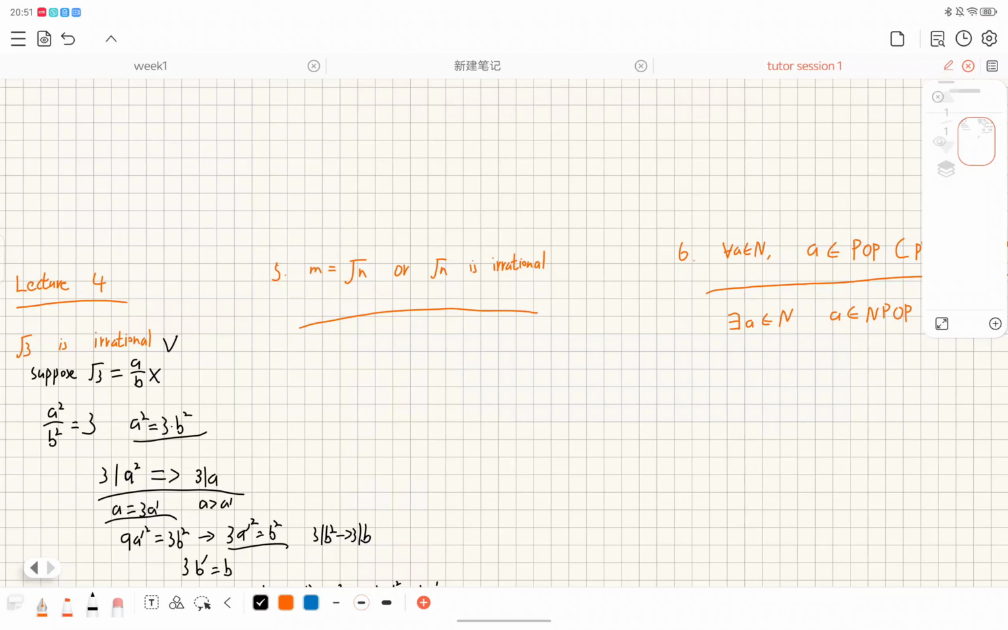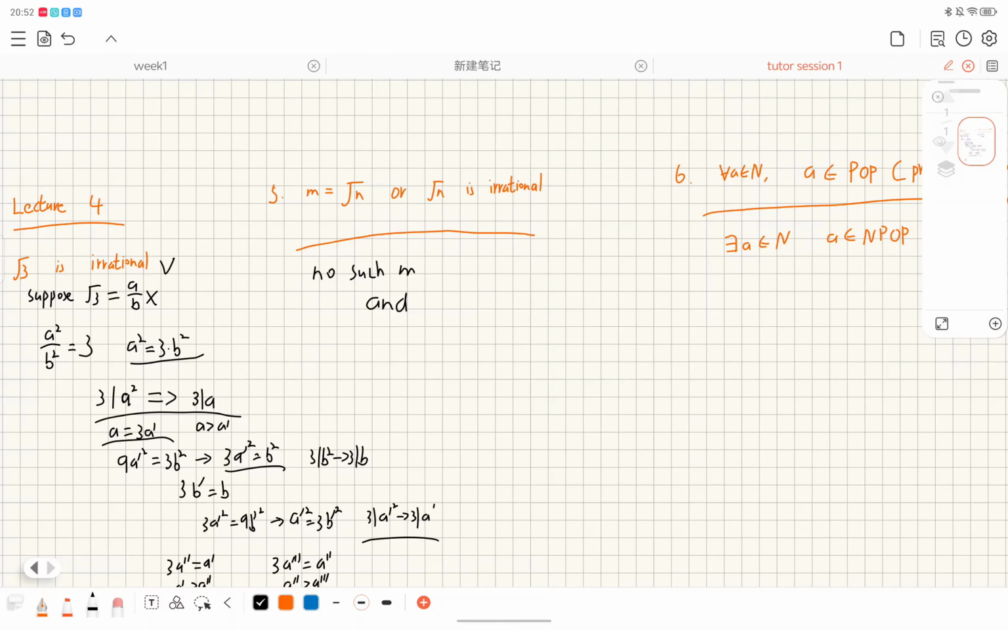Here is our question. We want to prove that either we can have some natural number m equal to square root of n, or we want to show that square root of n is irrational. To prove this, we always want to suppose this one is wrong first. So what if this proposition is wrong? Then there is no such m. And remember, the negation of "for all" becomes "there exists", and square root of n is some rational number, so let's write a over b.